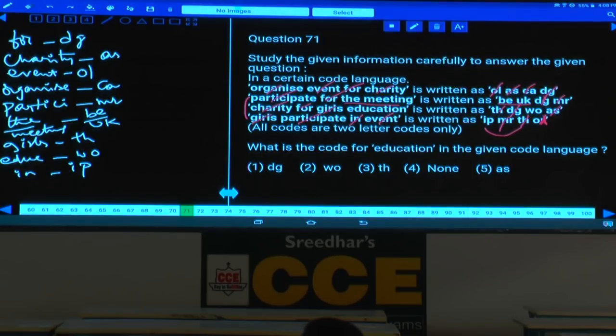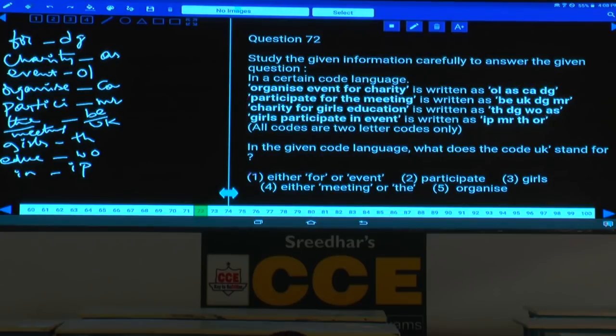Now these are the words and their corresponding codes. Then question number 71. What is the code for education in the given code language? Yes, tell me what is the answer here? The code given to this word education is WO, that is choice 2. Then question number 72. In the given code language, what does UK stand for? UK stands for either the meeting or the, that is choice 4.